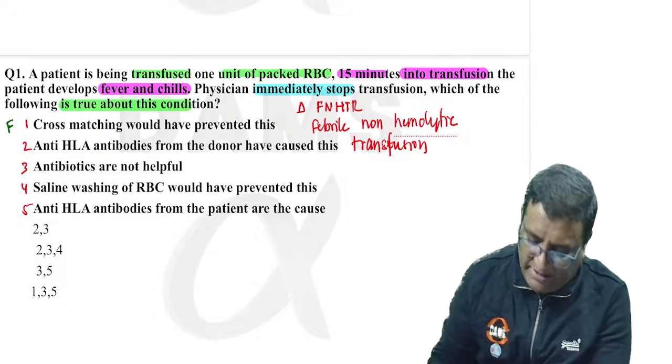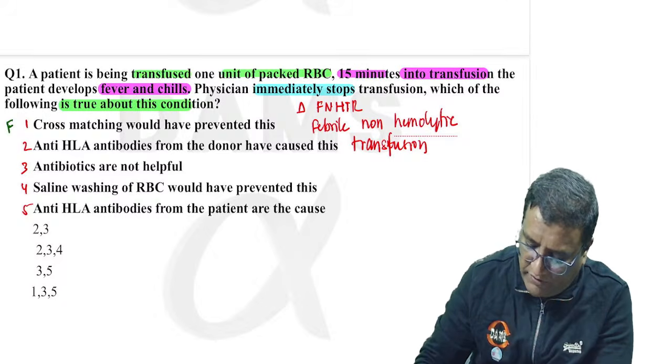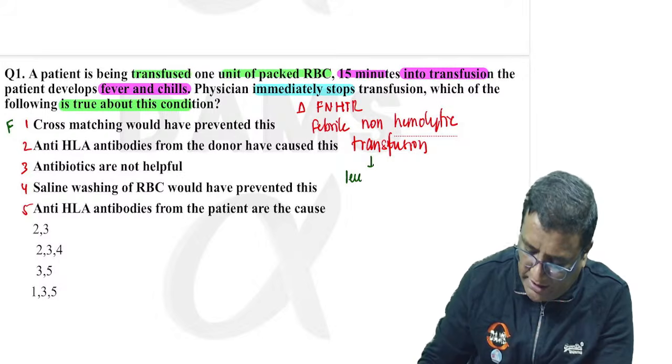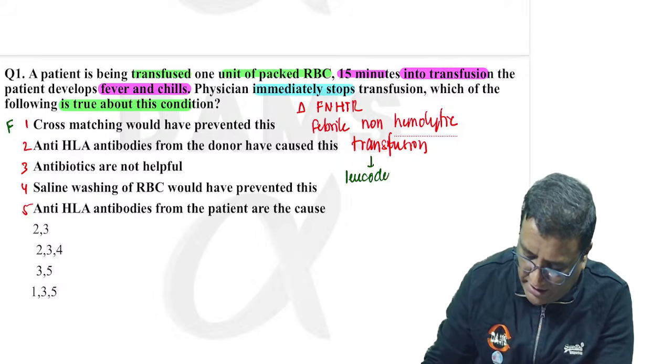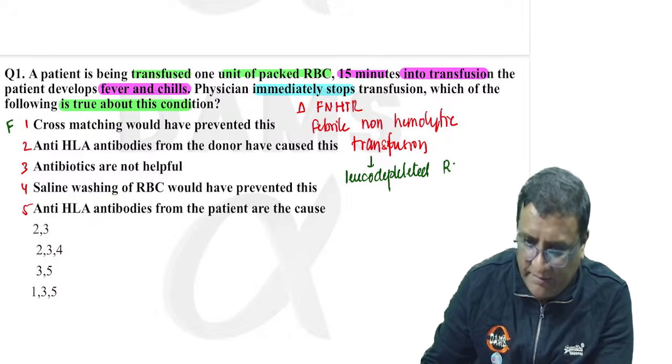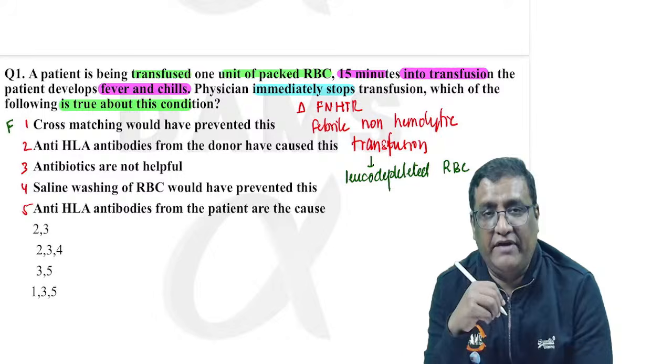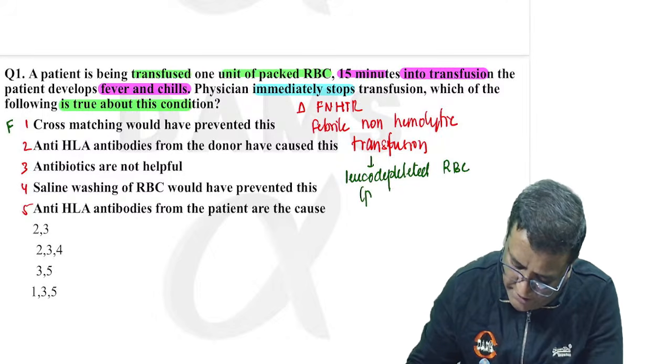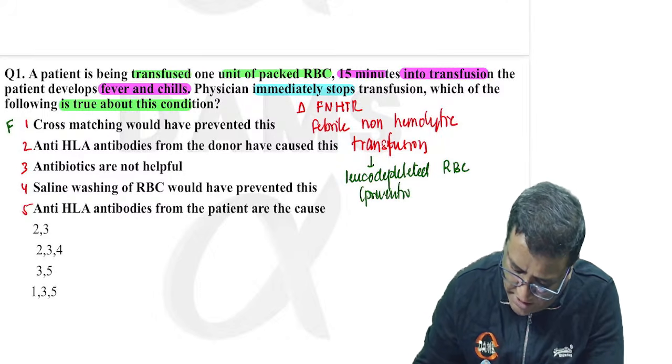What would have prevented it, by the way? If somebody asks me, FNHTR could be prevented by leukodepleted RBCs, isn't it? Leukodepleted blood will be preventing this. So prevention will be done by this leukodepleted RBC.